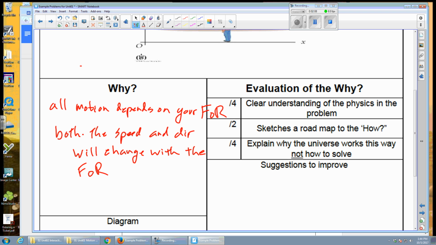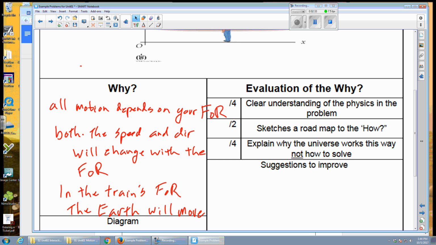Let's see. Maybe even say something as simple as, in the train's frame of reference, the earth will move. Horrible handwriting right there, but all right. So remember, I need something that ties it to this exact problem, so it's not just a general statement. Okay?